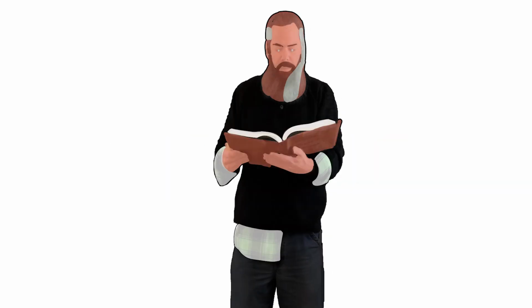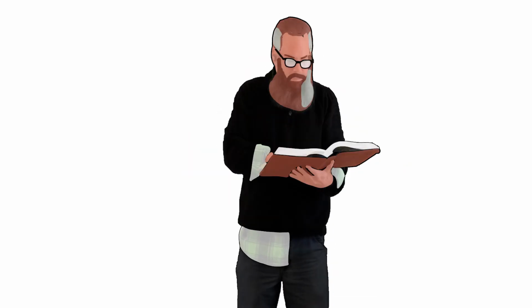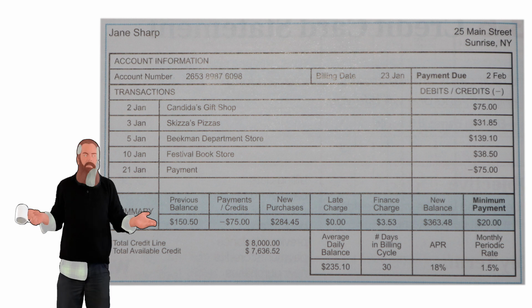You should read the statement carefully and verify the charges. All credit card companies have a process through which the credit card holder can dispute errors on the statement. Jane Sharp has a Flash Card revolving credit. At the end of a 30-day cycle, Jane receives her Flash Card statement listing all of her purchases and the payments the company has received during that 30-day cycle. Jane's credit card statement is shown on the screen.